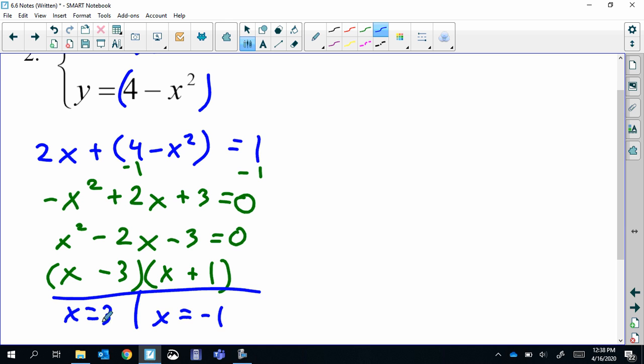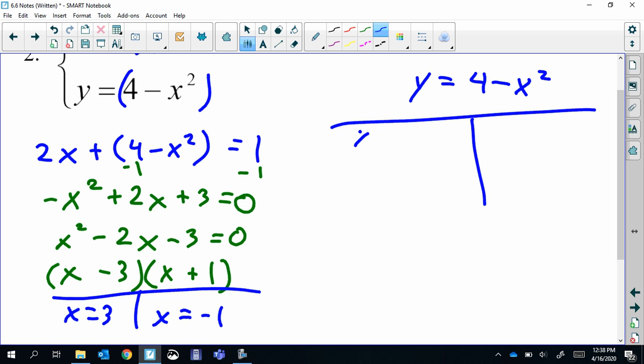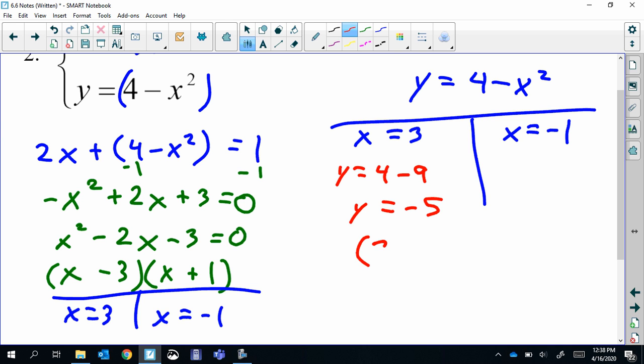Same thing as before. Now we're going to take those two solutions and plug them in to our y equals equation. So our equation is y equals 4 minus x squared, and we're plugging in x equals 3 and x equals negative 1. So now plug those in. We get y equals 4 minus 3 squared, that's 9. So y is negative 5. So our ordered pair is 3, comma, negative 5.